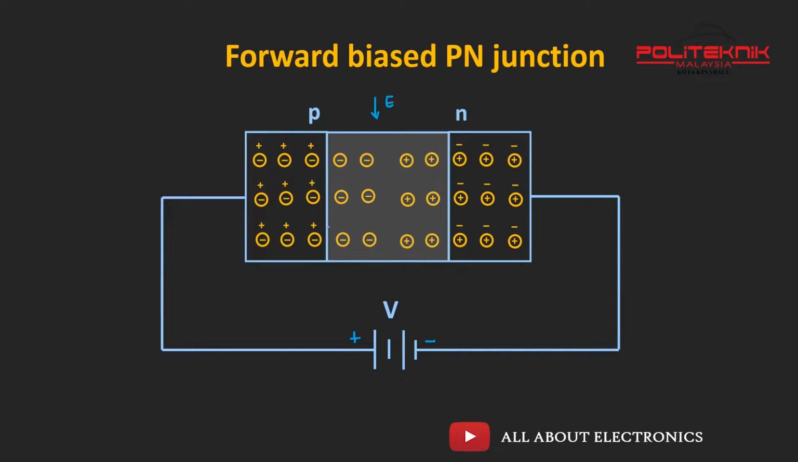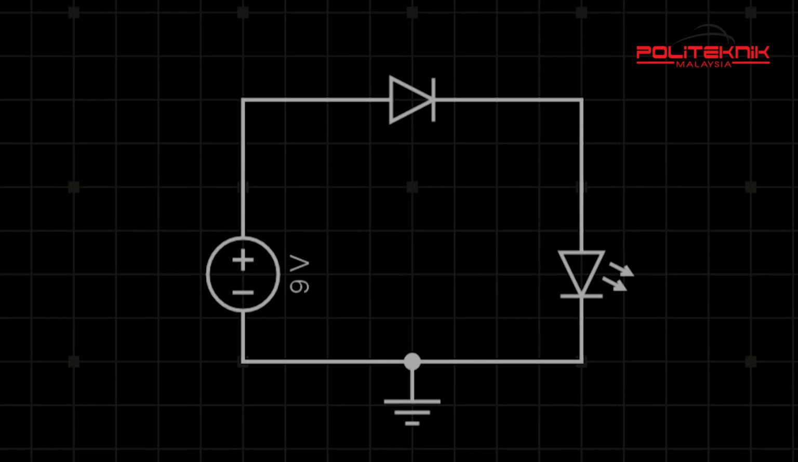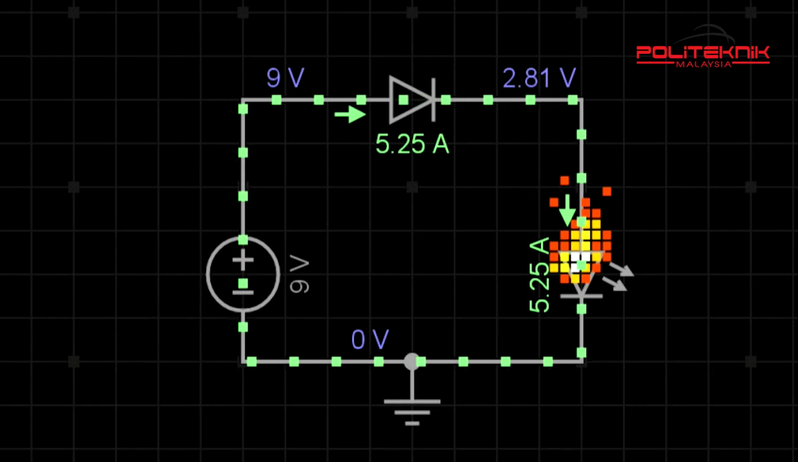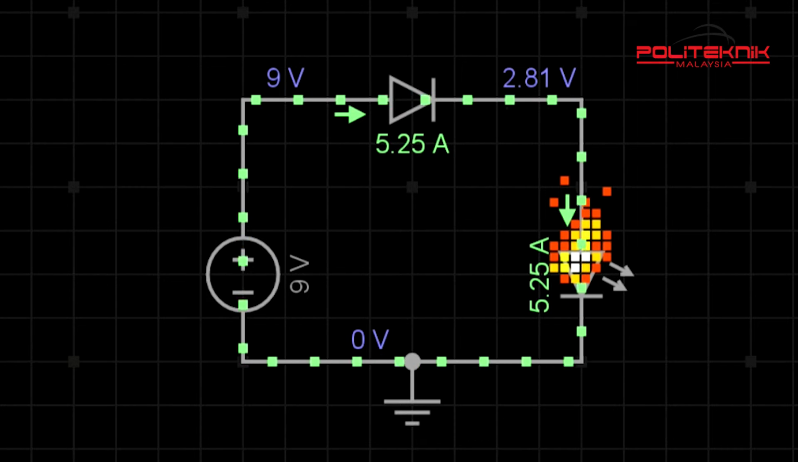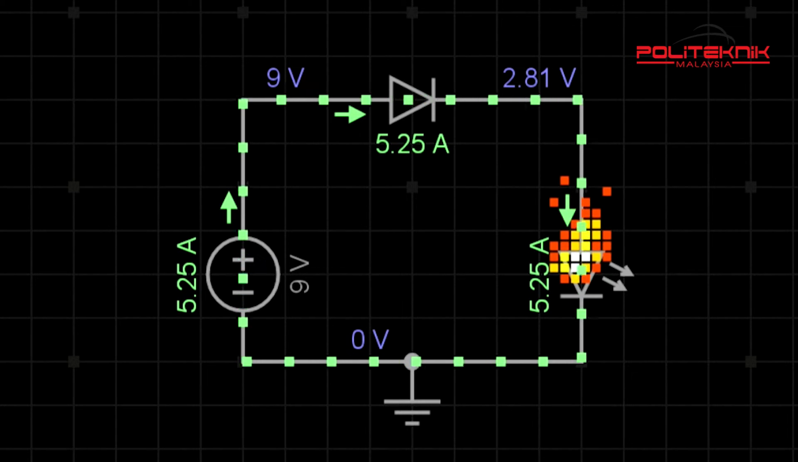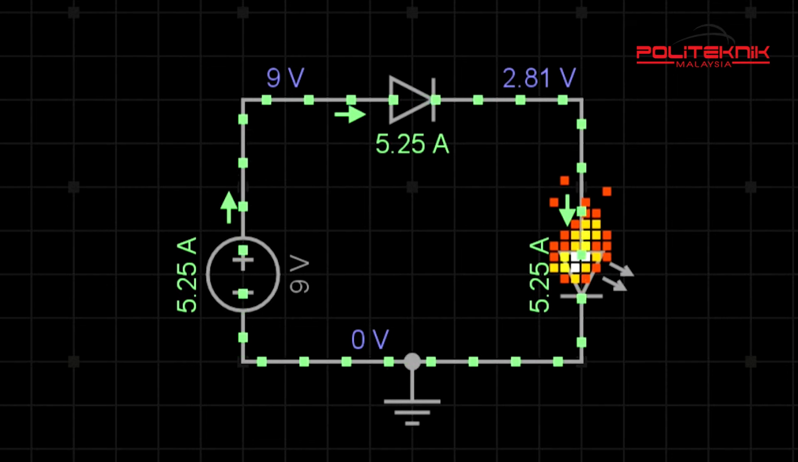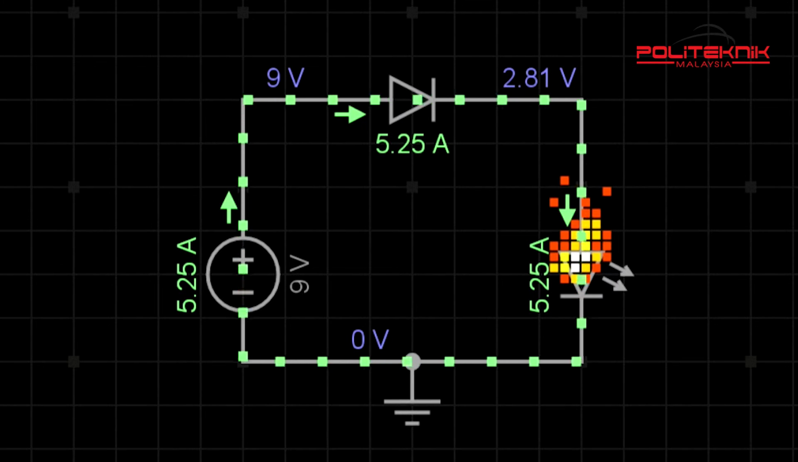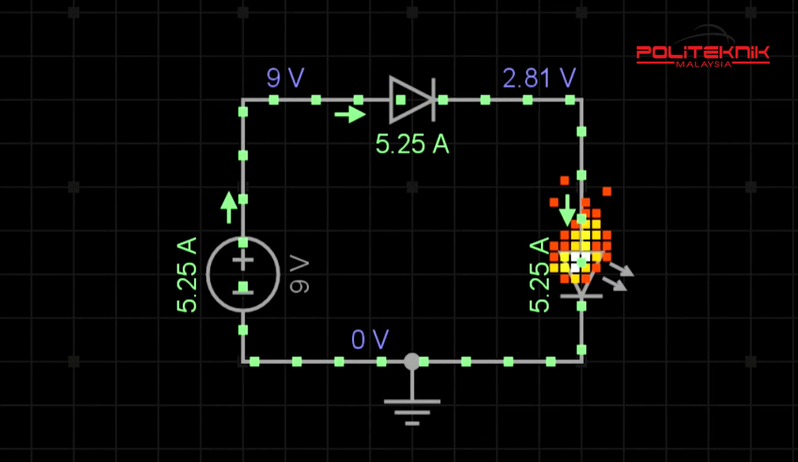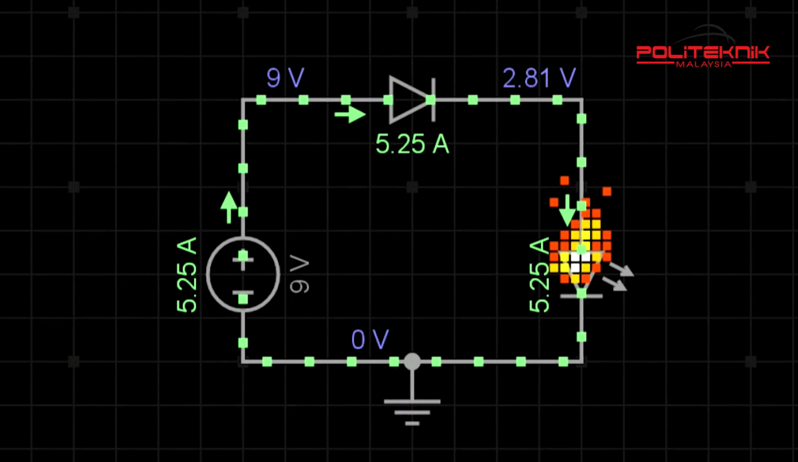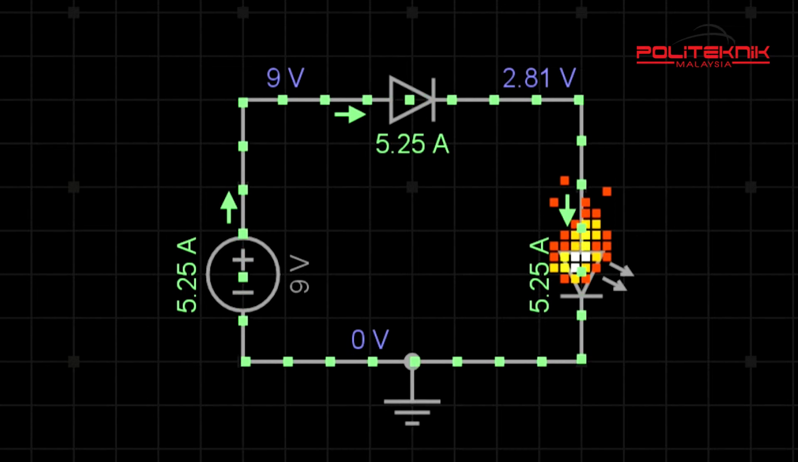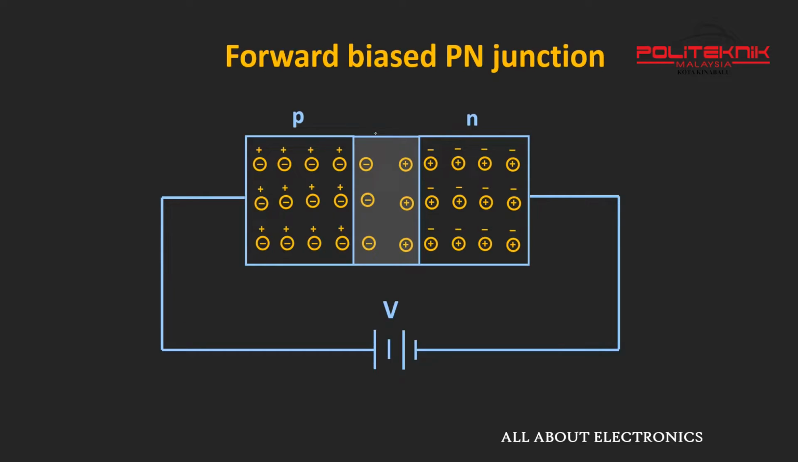If this external voltage becomes greater than the value of the potential barrier, 0.7 volt for silicon and 0.3 volt for germanium, the potential barrier's opposition will be overcome and the current will start to flow. This happens because the negative voltage pushes electrons towards the junction, giving them the energy to cross over and combine with the holes being pushed in the opposite direction towards the junction by the positive voltage.